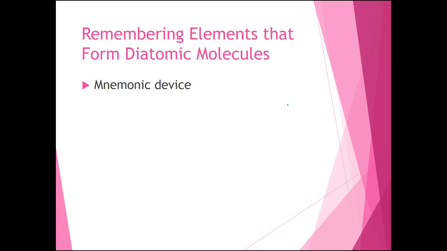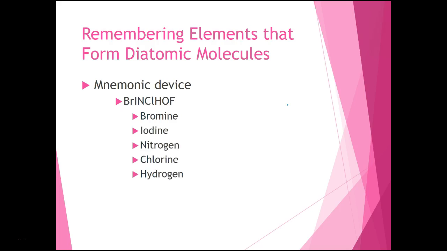And there's a mnemonic device that we need to remember. I call it Brinkelhoff. It's an old good German style name. It's really not real. It's just something that we use to remember. And so what does it mean? Br means bromine, I means iodine, N means nitrogen, Cl means chlorine, H means hydrogen, O means oxygen, and F means fluorine.